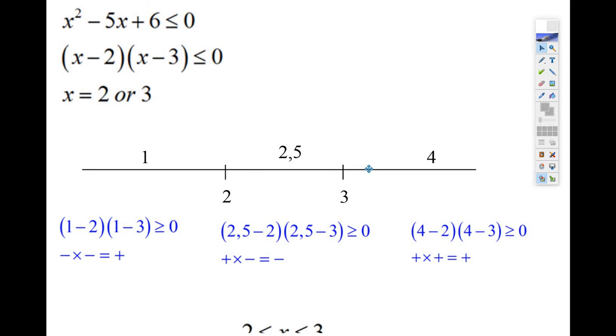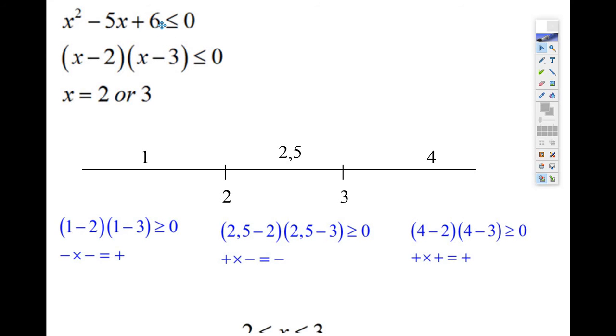Okay, we're going to look at a quadratic inequality and how we can get the solution by testing. Here we have x squared minus 5x plus 6 is less than or equal to 0. When it's closed like this, when you move from left to right, you have to know that it means less than, and the line underneath means equal.